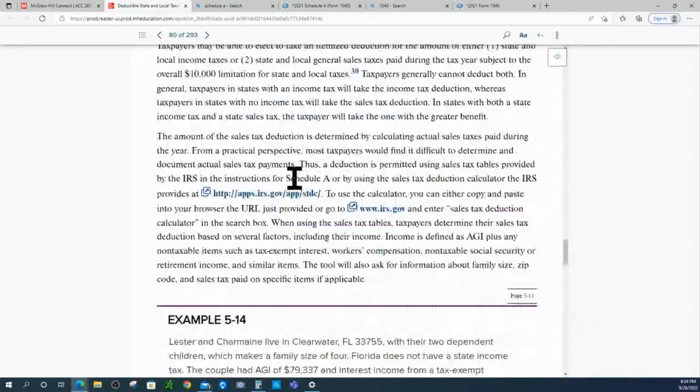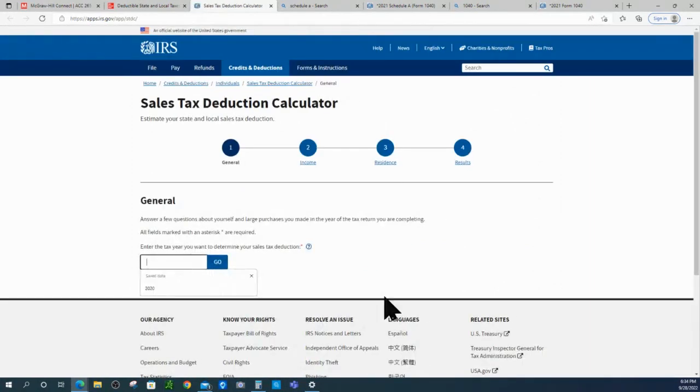Oh, I mentioned that for those states that don't have income tax, there is another option for individuals. They can claim sales taxes. Well, it's really difficult to add up all of your receipts for the year and figure out. You could do that. You could figure out how much in total you paid in sales tax, or you could use this calculator to estimate.